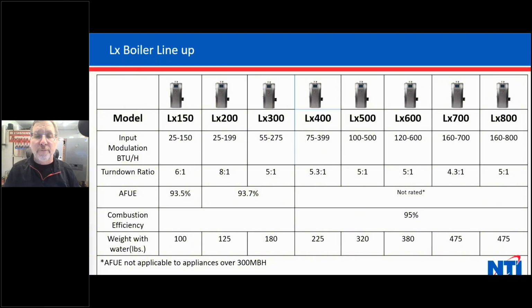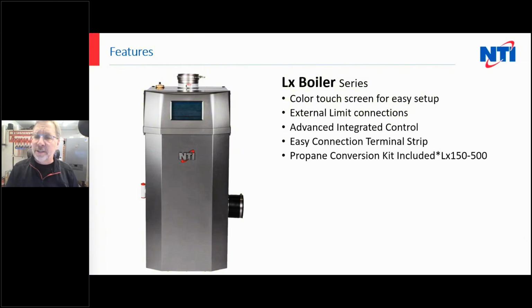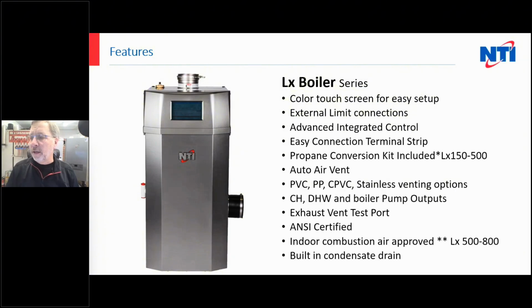These are great water tube boilers, floor mounted, easy to access, easy to work on. So of course, color touchscreen, it's the control that we developed with Honeywell. External limit connections, advanced integrated control, easy connection terminal strip, auto vent, all the same stuff built in. And you can get an indoor air combustion kit for the 500 through 800. Please note that this boiler, though it has 24 volts, so it can take a power stealing thermostat or run zone valves, has to have its intake and exhaust in the same pressure zone because we're still using a pressure switch to prove the fan on this.